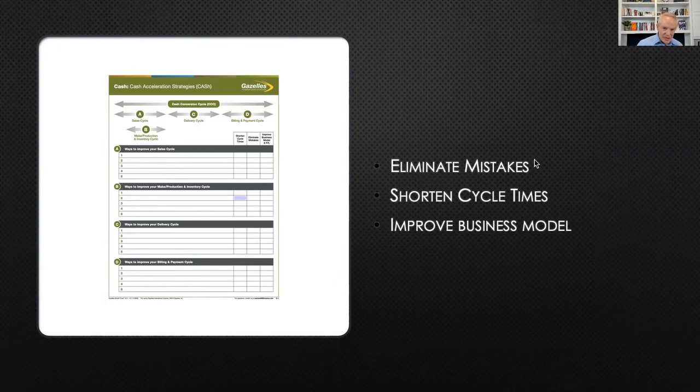Where can we eliminate mistakes? Where can we shorten cycle times? And where can we improve our business model? Do things different that generates cash.